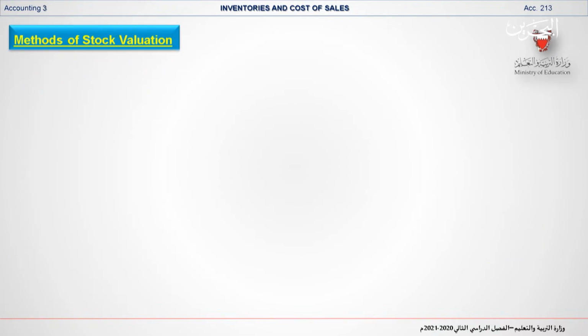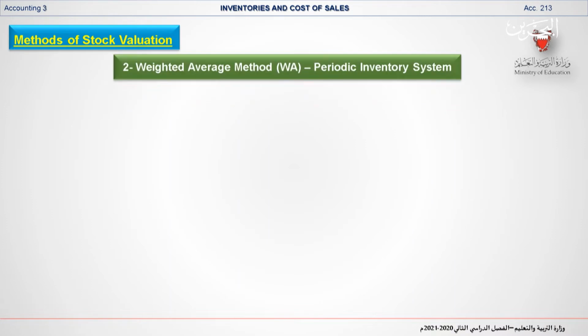In our last lesson, I explained the FIFO method of stock valuation. In today's lesson, I'll explain another method of stock valuation, which is the weighted average method in the periodic inventory system. In this method, we take cost as well as quantity into consideration to calculate the average cost of goods available for sale.